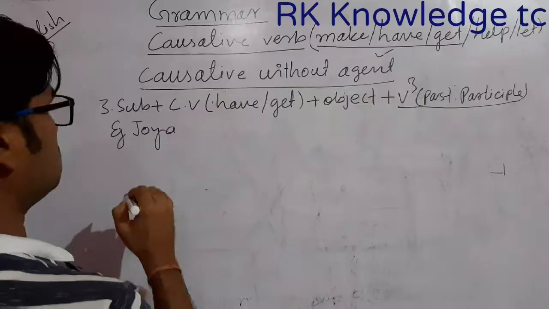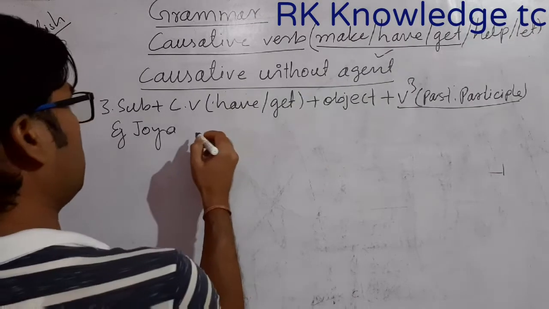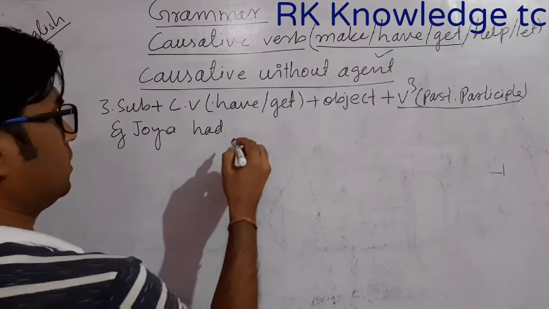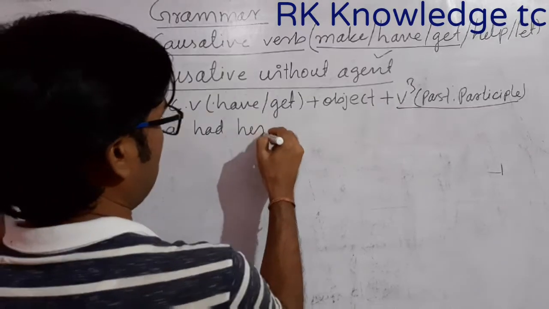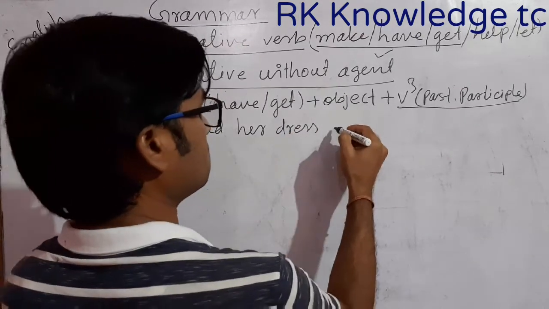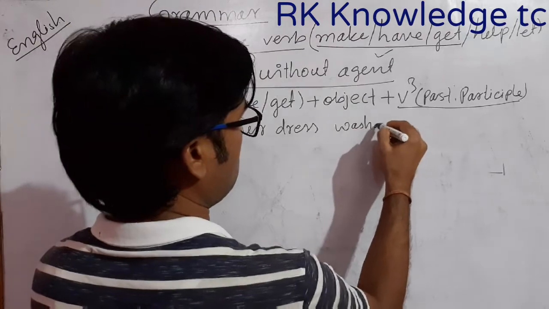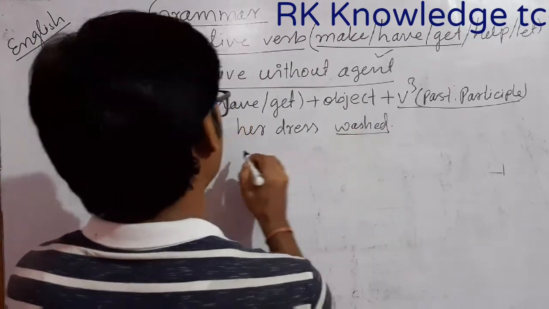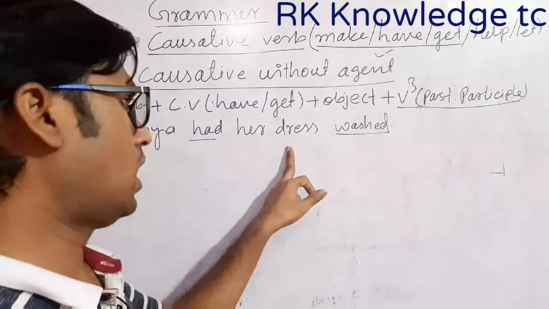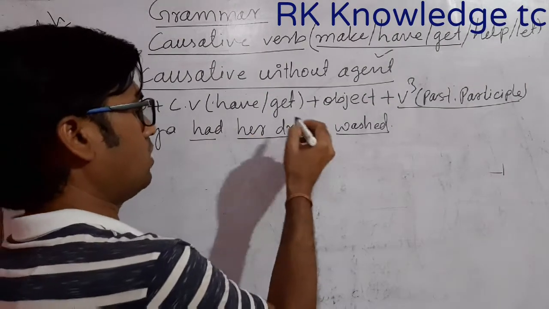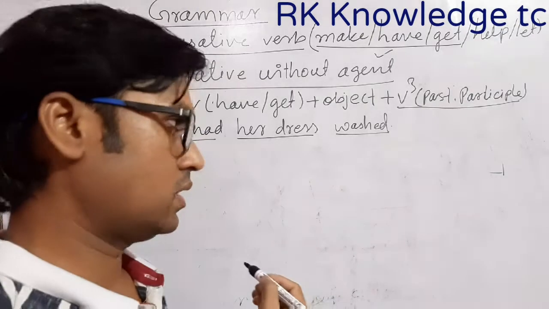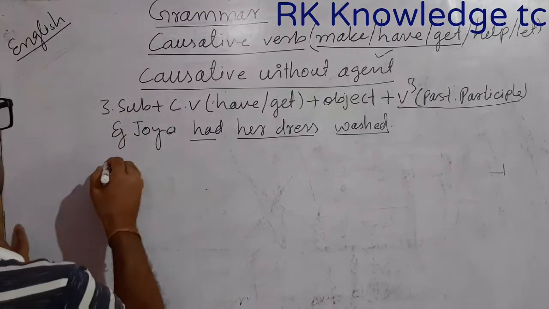Okay. So, Zoya had her dress washed. After this causative verb, there is an object, not an agent. This is an object. From the non-living things, I will make it clear how to know the agent and the object. Okay. So number 3.